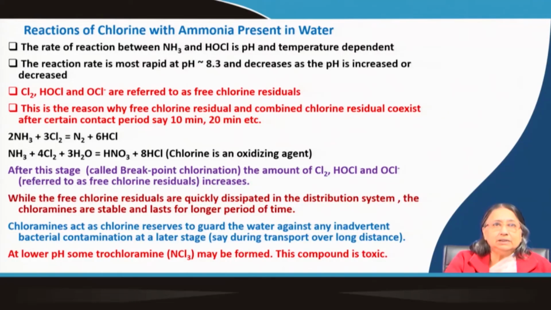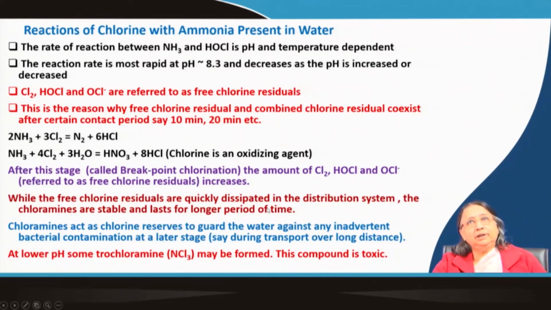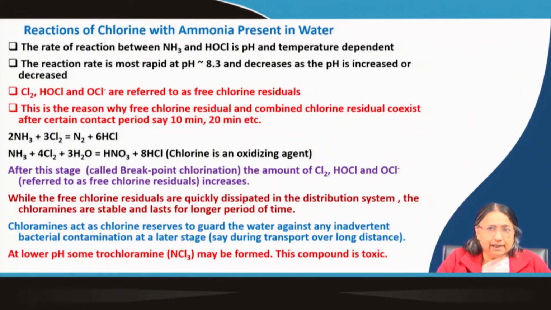What is the property of free chlorine residual and combined chlorine residual? One property is that free chlorine residuals are a better disinfecting agent, but combined chlorine residuals also have disinfecting power, though it is weaker compared to free chlorine residuals. But one advantage is that free chlorine residuals are quickly dissipated in the distribution system. The chloramines are stable, and they can stay for a long period.